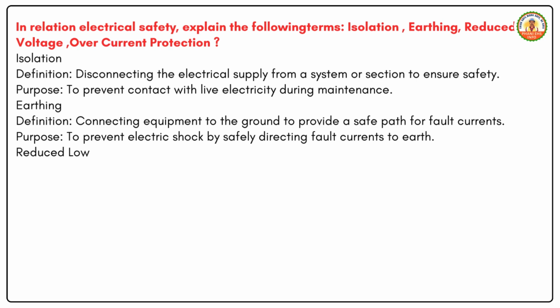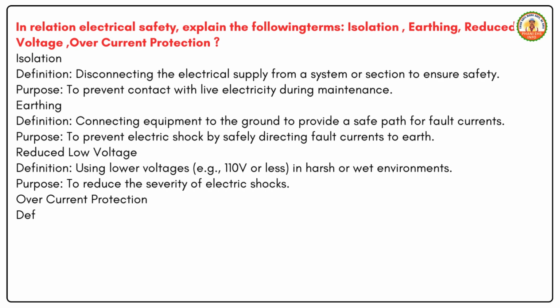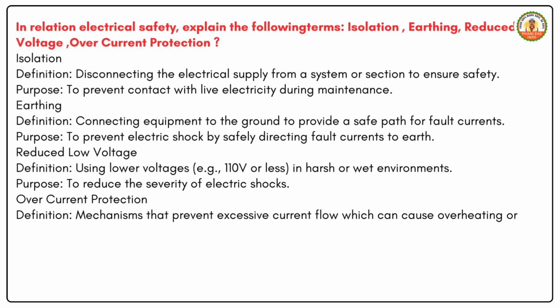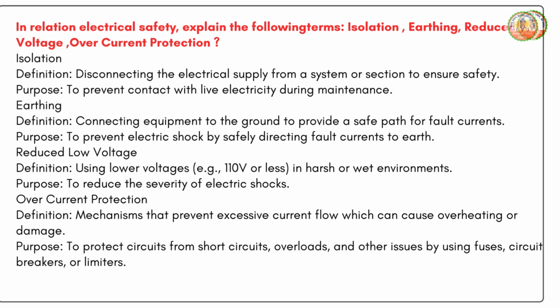Reduced low voltage. Definition: using lower voltages, for example 110 V or less, in harsh or wet environments. Purpose: to reduce the severity of electric shocks. Overcurrent protection. Definition: mechanisms that prevent excessive current flow which can cause overheating or damage. Purpose: to protect circuits from short circuits, overloads, and other issues by using fuses, circuit breakers, or limiters.